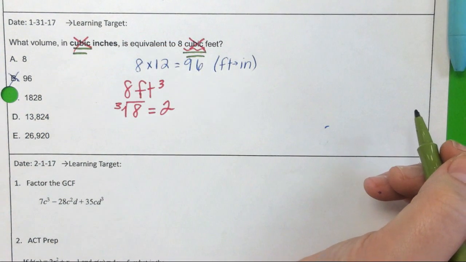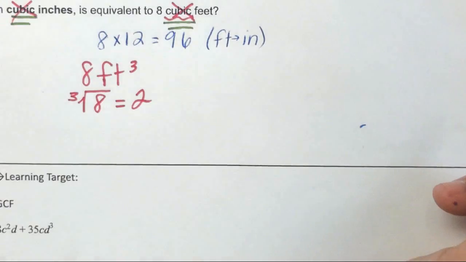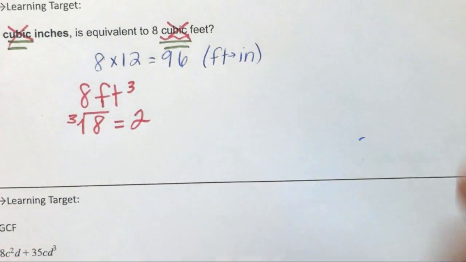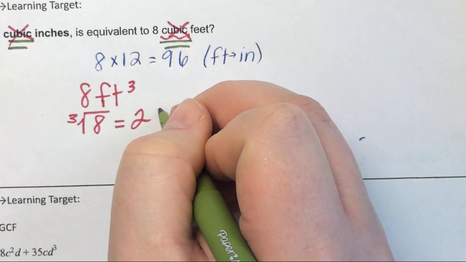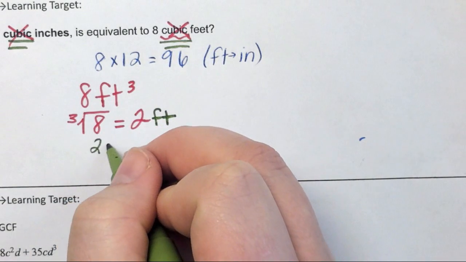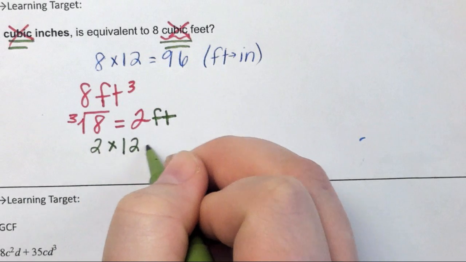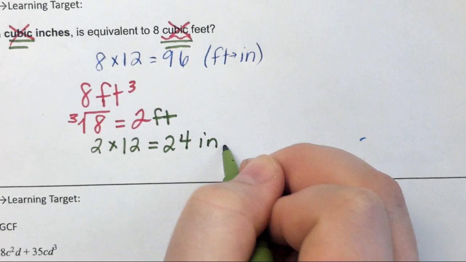If it had said square, I would have to take the square root. Since it says cubed, I have to take the cube root. So the cube root of 8 is 2. Okay, now I know I have 2 feet. And Sam is right, to go from feet to inches, you multiply by 12. So 2 times 12 is 24, so that's 24 inches.